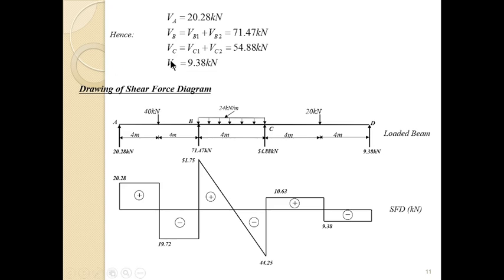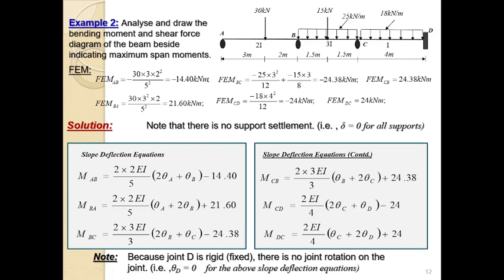You draw the bending moment diagram. Now let's look at example 2. Analyze and draw the bending moment and shear force diagram of the beam beside, indicating maximum span moment. You are asked to indicate maximum span moment. Of course, you have been doing that. So this again is the same thing as example 3 that we analyzed using the method of moment distribution.